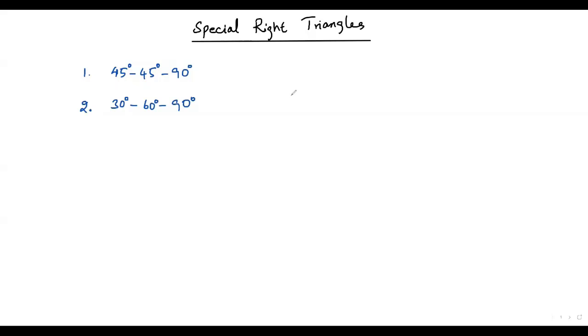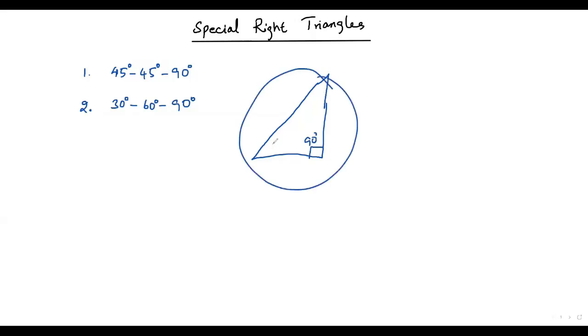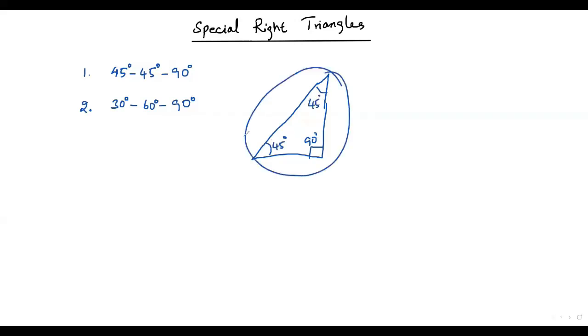Whenever we have a triangle, it will have three sides and also three interior angles like this. Among these three interior angles, if one of the angles is 90°, then the triangle is called a right triangle. So what about the remaining two interior angles? If the remaining two interior angles are 45 and 45, then it's called a special right triangle, and it is named the 45, 45, 90 special right triangle.